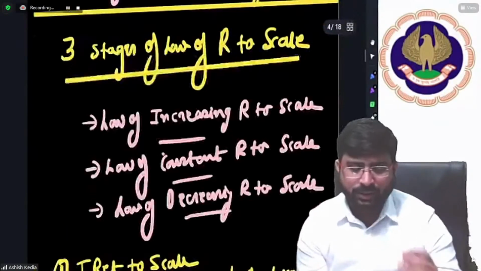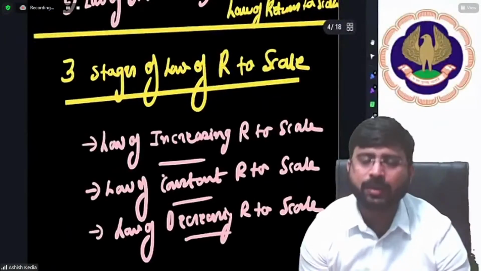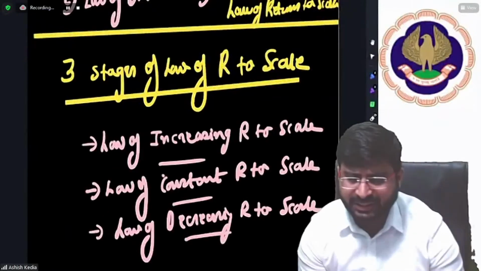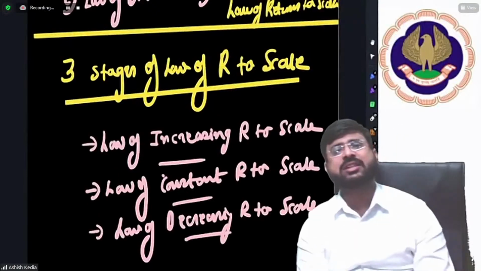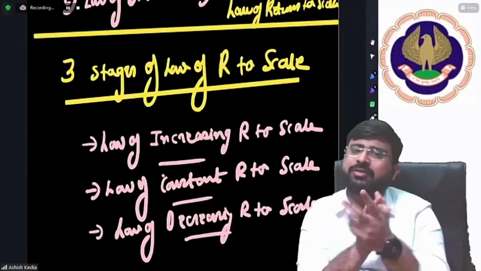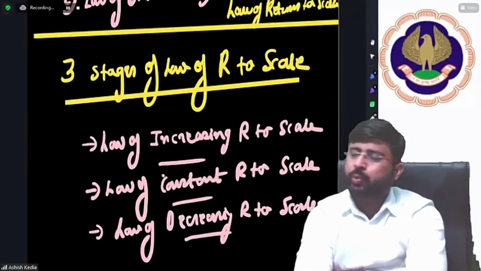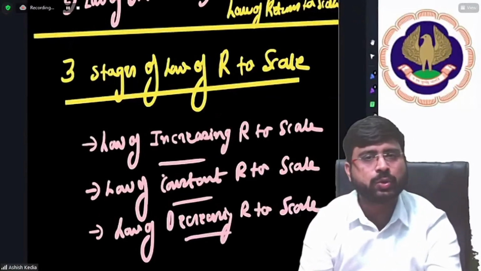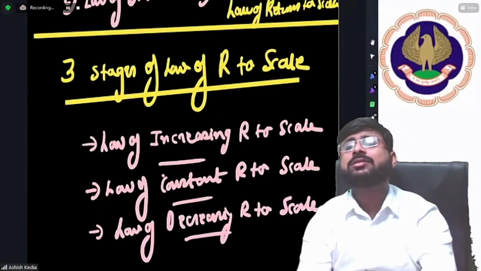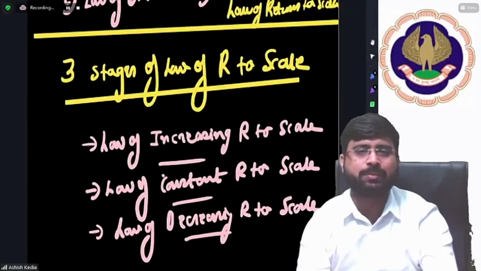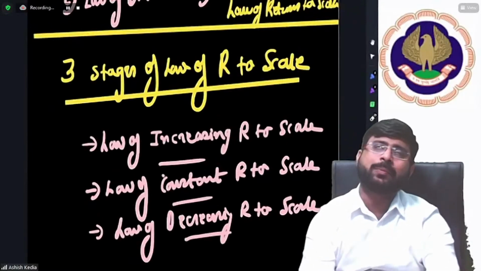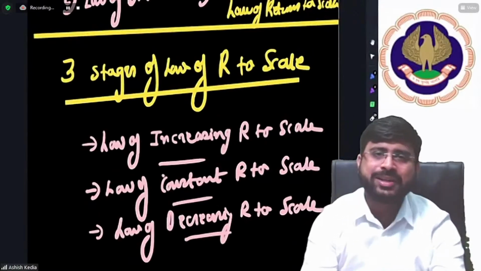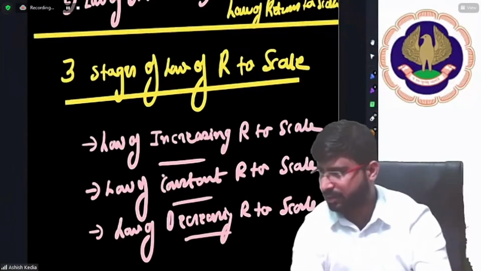Okay, sir. So, sir, just like in variable proportion, you had different stages, in returns to scale also are there stages? Yes, there are 3 stages again. First of all, let's revise the 3 stages of variable proportion. What were they? Increasing returns to a variable factor, then diminishing returns, and then negative returns.